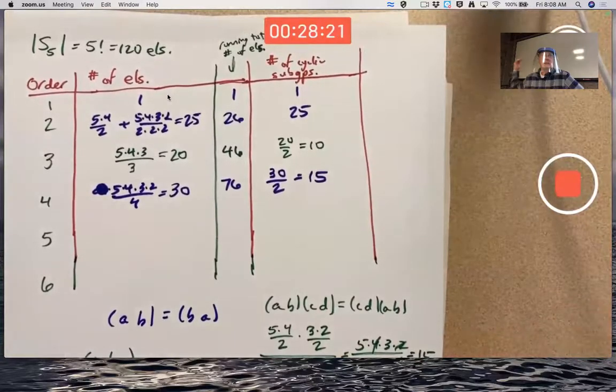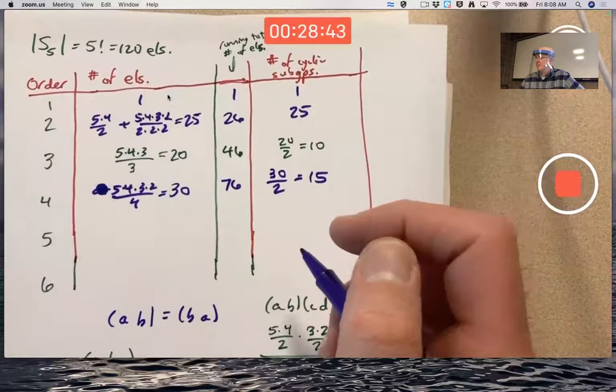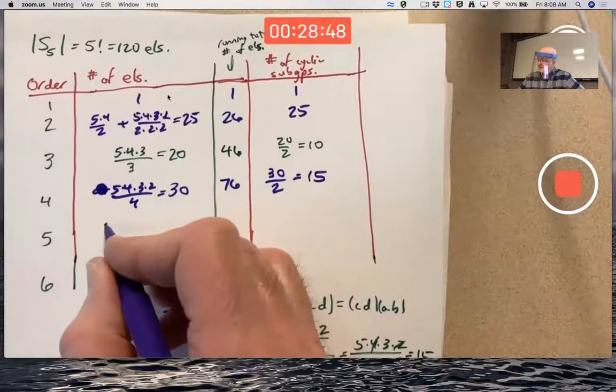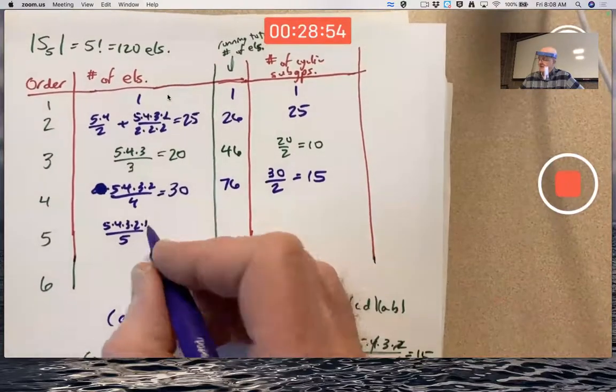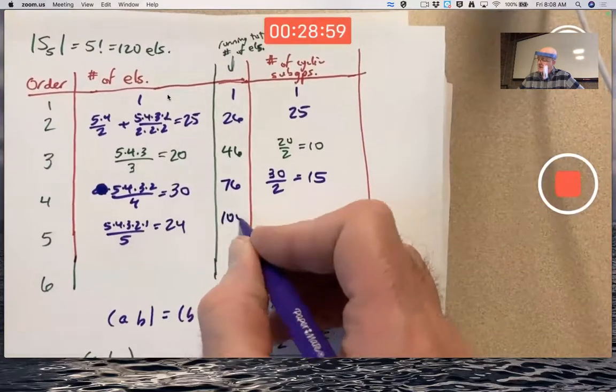There could be conceivably some non-cyclic subgroups of order 4. Talked about that on Wednesday. There is a group of order 4 that's not cyclic. Only one up to isomorphism, but that's there. But we're talking about the number of cyclic subgroups. 5 times 4 times 3 times 2 times 1 divided by 5. 24. So that brings us up to 100 here, it looks like. Hopefully no mistakes so far.